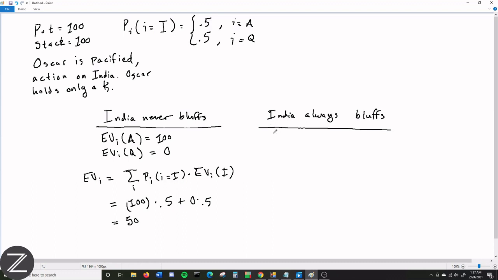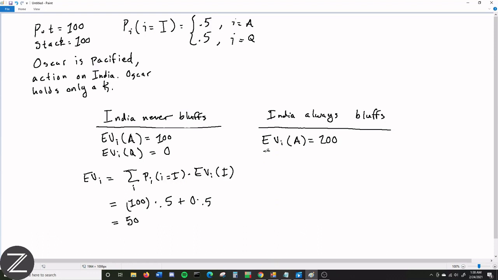And then over here, in this scenario, India always bluffs, so India will be over-bluffing. We'll discuss why this is in a minute, but if India always bluffs, Oscar is now no longer indifferent between calling and folding his bluff catcher, so he should just always call. So in this situation, the expectation for India's ace is just going to be 200, since India always takes down the pot plus the bet.